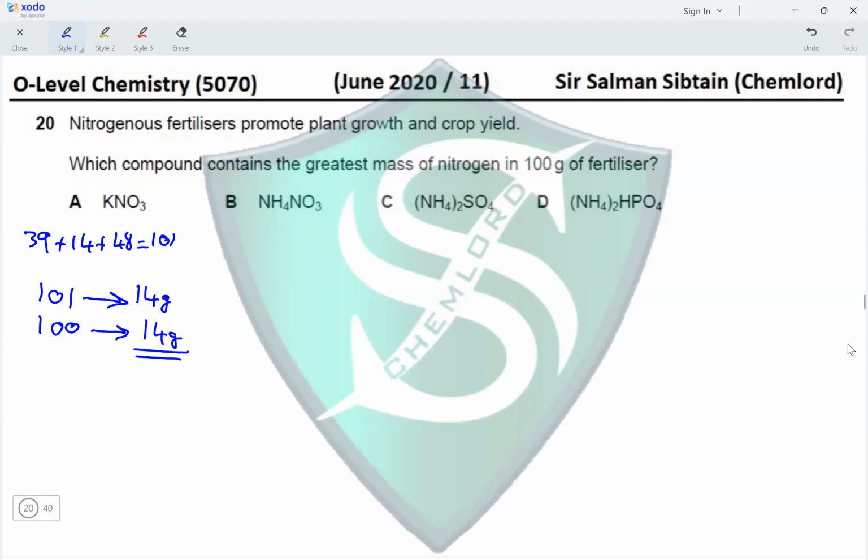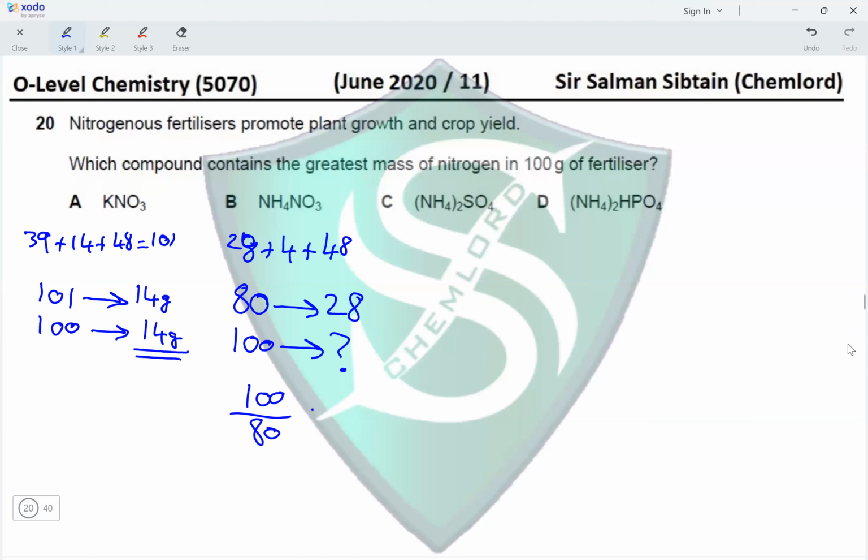Okay, B. Now here we have two nitrogens, so 28, and 4 hydrogens and 3 oxygens makes 48, so we have a total of 80. So 80 grams contains 28 grams of nitrogen. So 100 grams will contain how much nitrogen? This would be 100 upon 80 into 28, which gives us 35 grams.